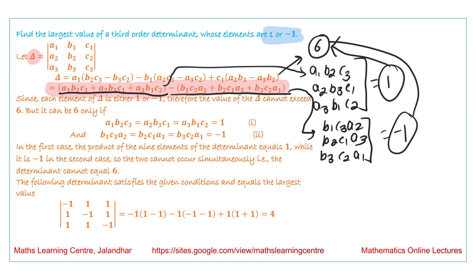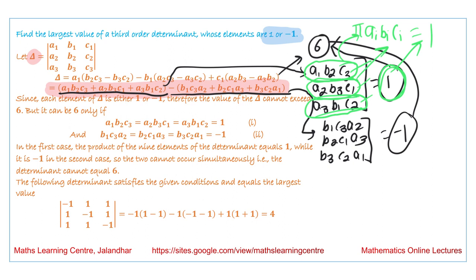Now, if we multiply all these terms, we are saying all these values are equal to 1. If we multiply all these terms, what will we get? The product of all these terms, A1, B2, C3, A2, B3, C1, A3, B1, C2, should be equal to 1, because all these values are equal to 1.